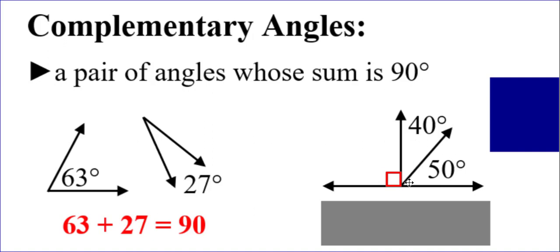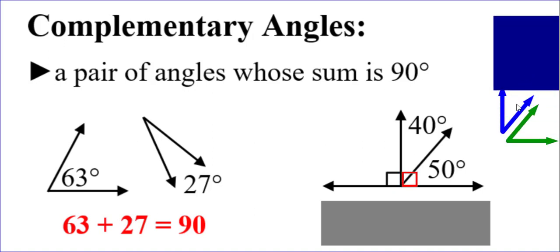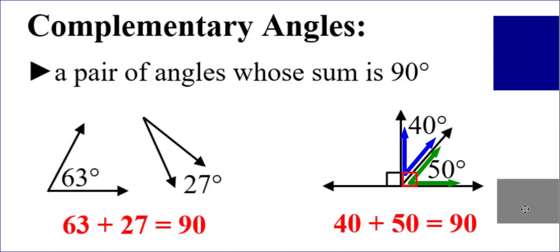The example I have over here with this right angle on this straight line: if that's a right angle there on the left, then you could also have a right angle here on the right, and therefore the two angles that you see here, the 40-degree angle and the 50-degree angle, they definitely would add up to equal 90 degrees. Therefore, they are a pair of complementary angles.